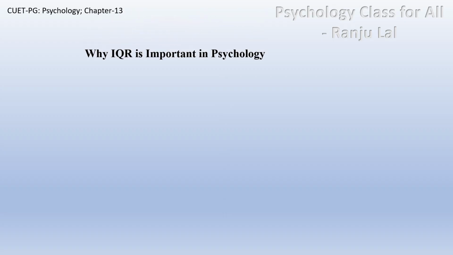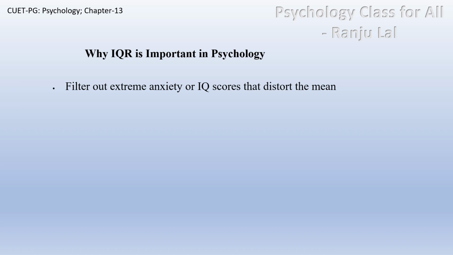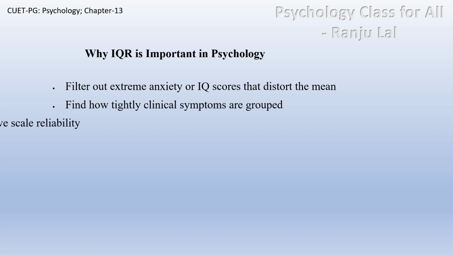Now, why is IQR important in psychology? Psychology research often deals with human responses. We know these can have outliers due to emotions, environment, or behavior. So IQR helps in filtering out extreme anxiety or IQ scores that distort the mean, helps in finding out how tightly clinical symptoms are grouped, and improving scale reliability.